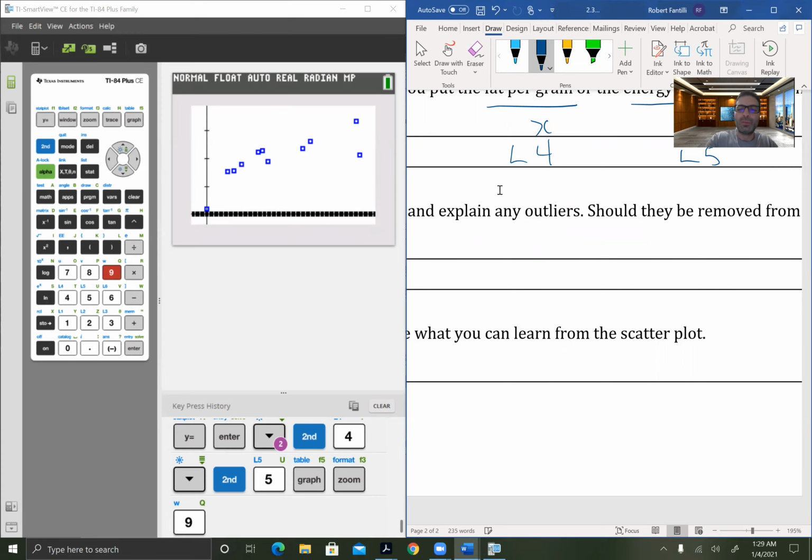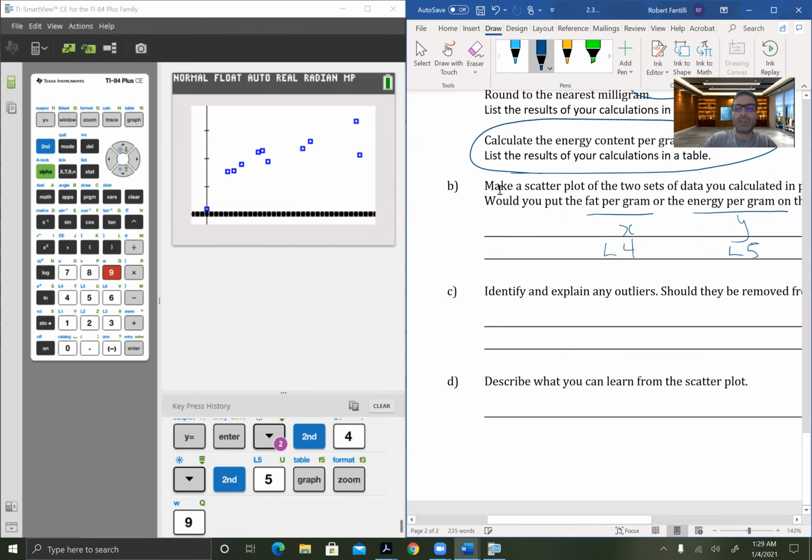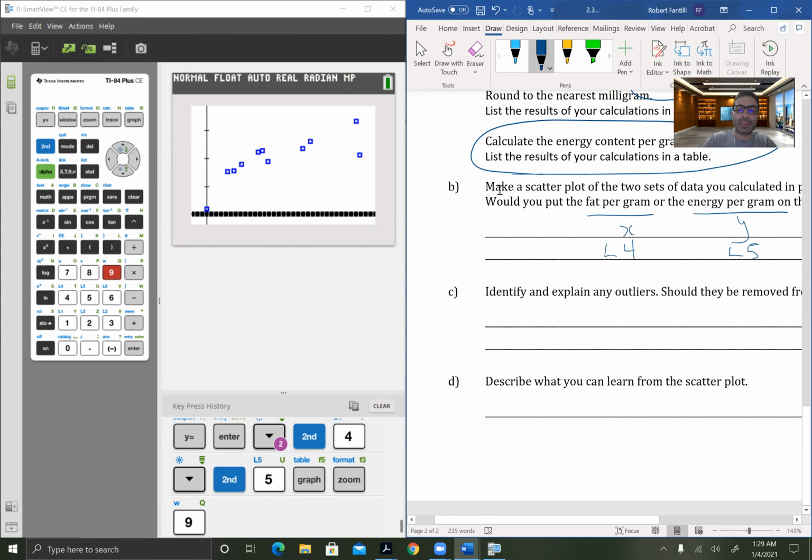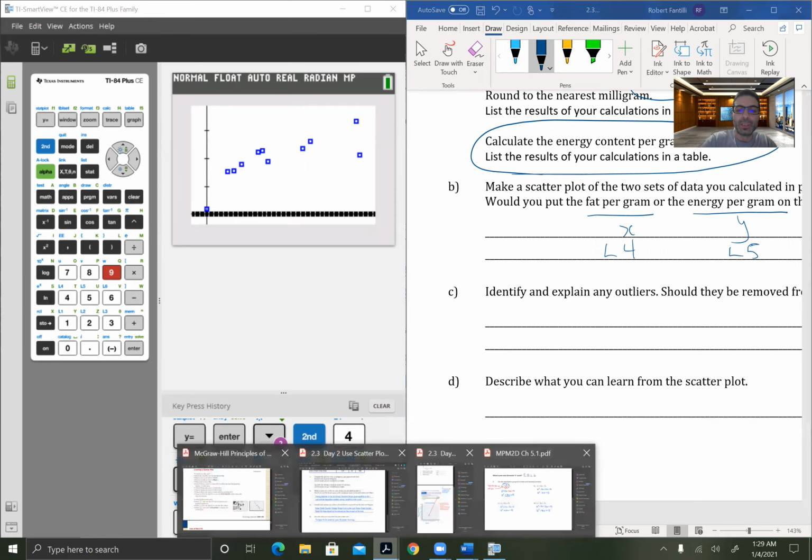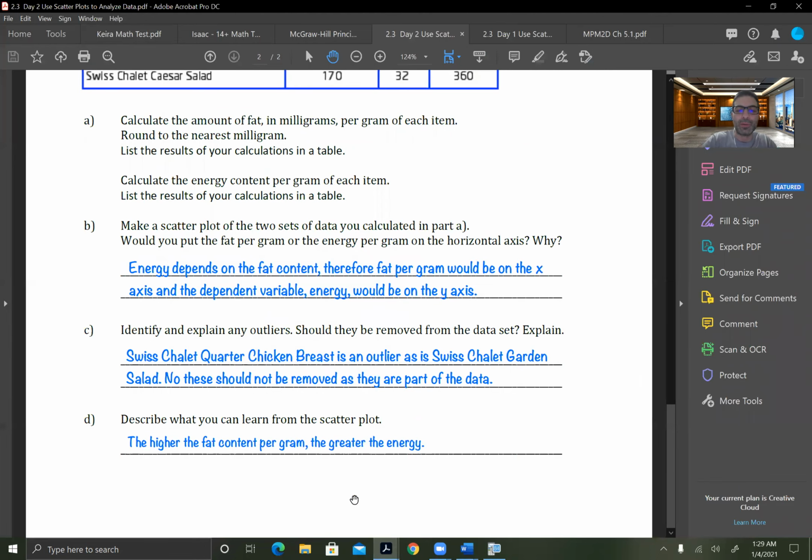What can you learn? So the higher, like I said before, the higher the fat content, the higher the energy you're going to get, the greater the energy you're going to get.